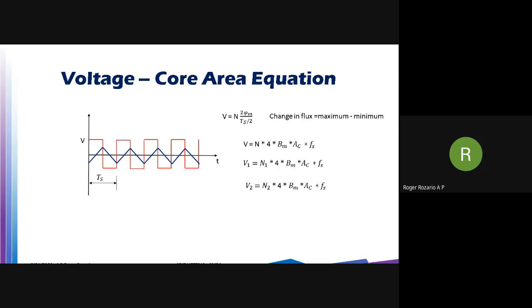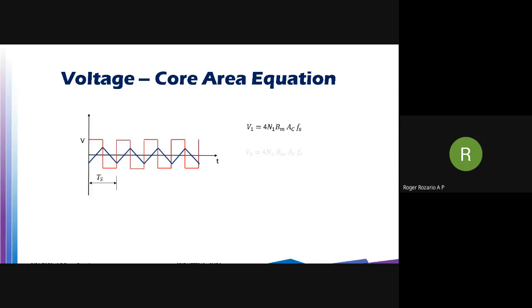V1 equal to 4 N1 Bm Ac Fs, the primary voltage. The secondary voltage V2 equal to 4 Bm N2 Ac Fs. Ac is the area of the core, Bm is the maximum flux density of the core, N2 is the number of turns of the secondary, and Fs is the switching frequency of operation of the transformer.